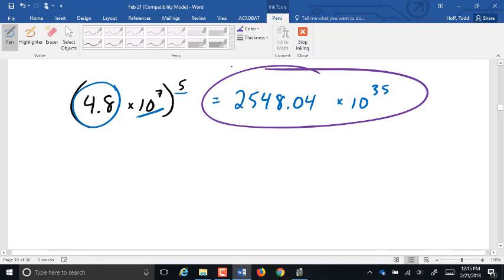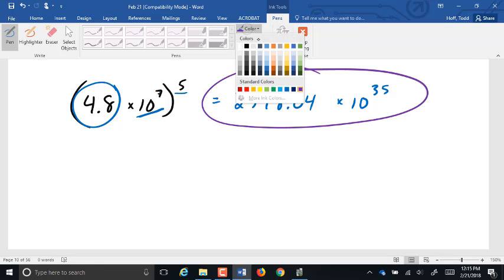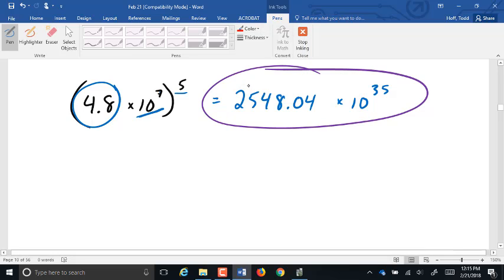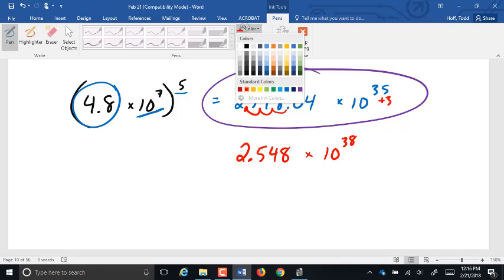Now this again is not proper scientific notation, so we have to move our decimal point. Here we have to go over 1, 2, 3 places to make that 2.548. We'll round it there. Now that number got smaller by 3 place values, so our power of 10 gets larger by 3, 1 for every place value we move the decimal point. So this is 2.548 times 10 to the 38th.